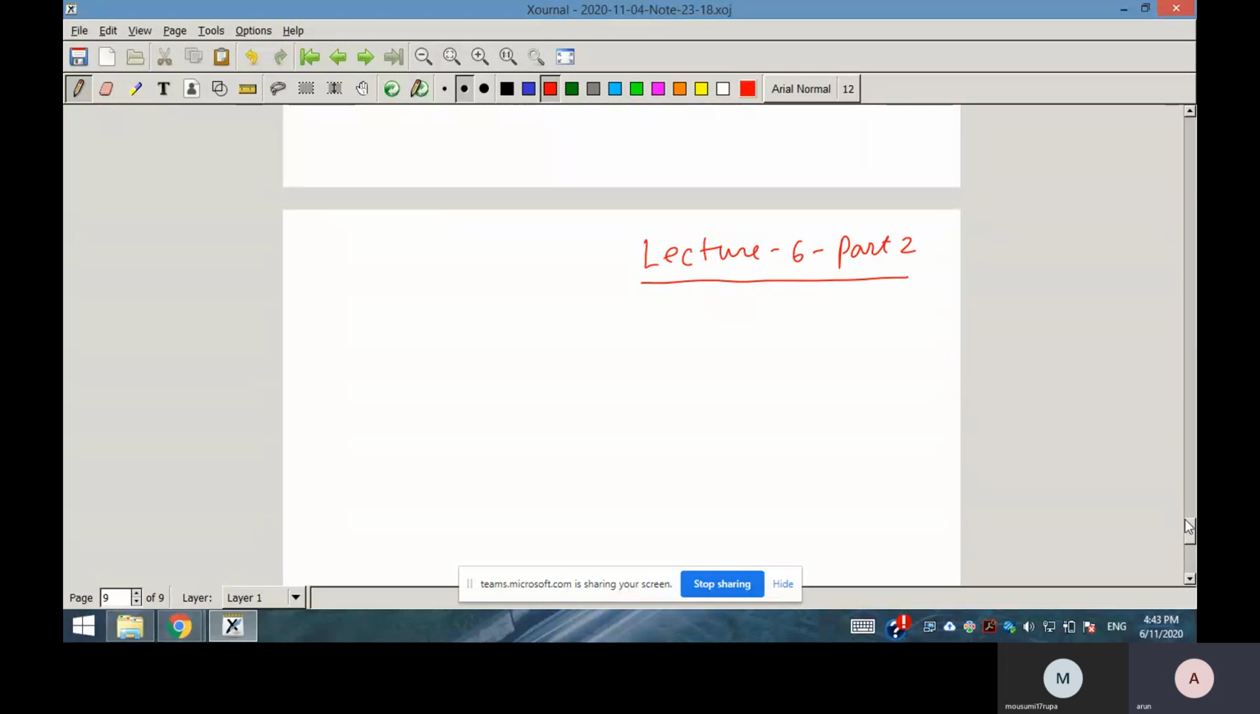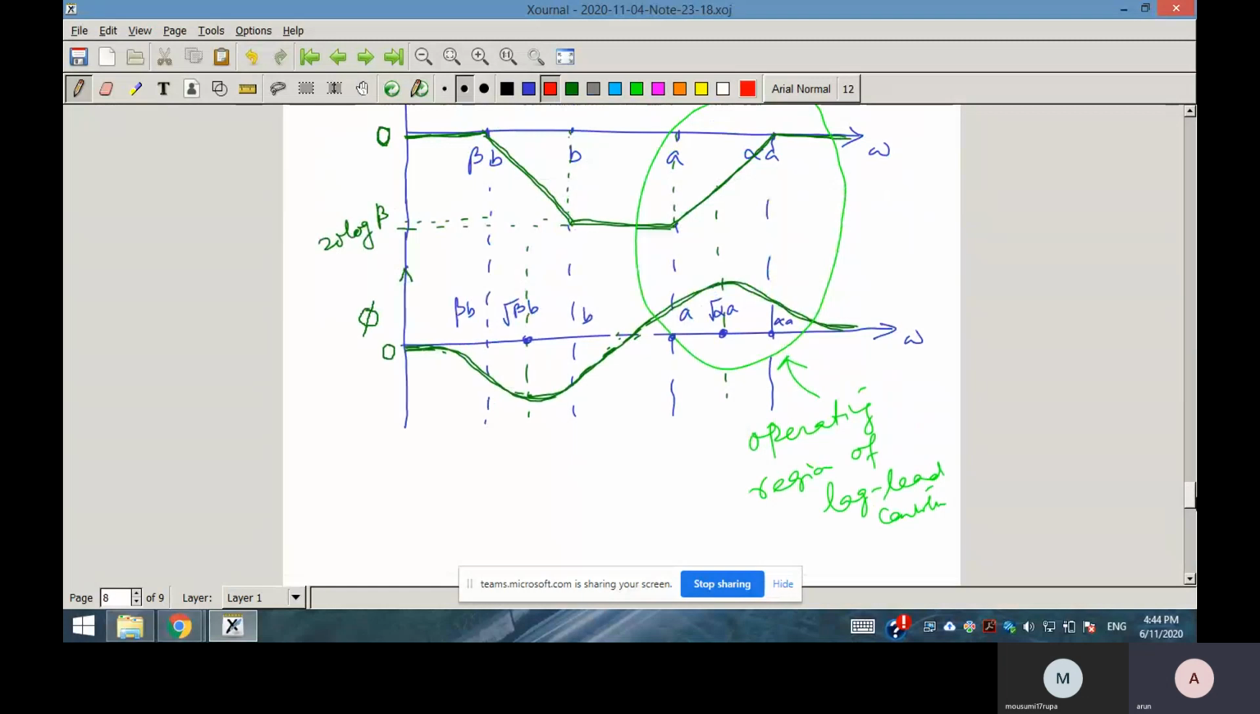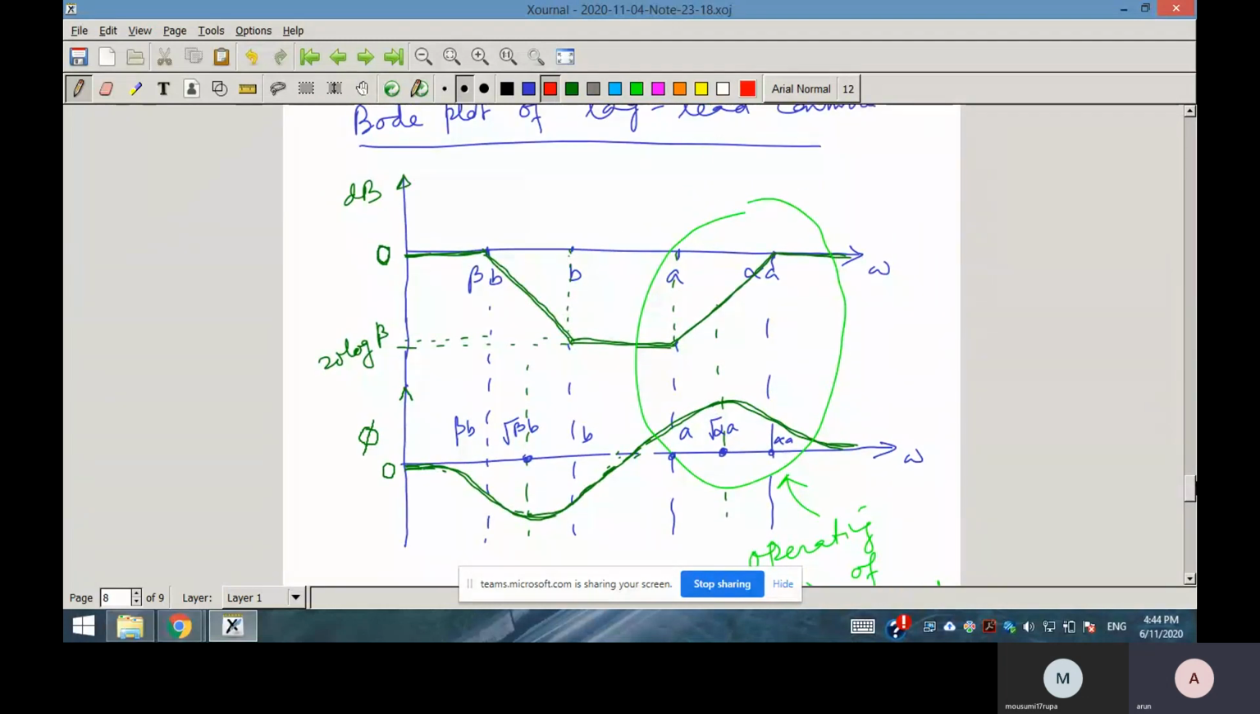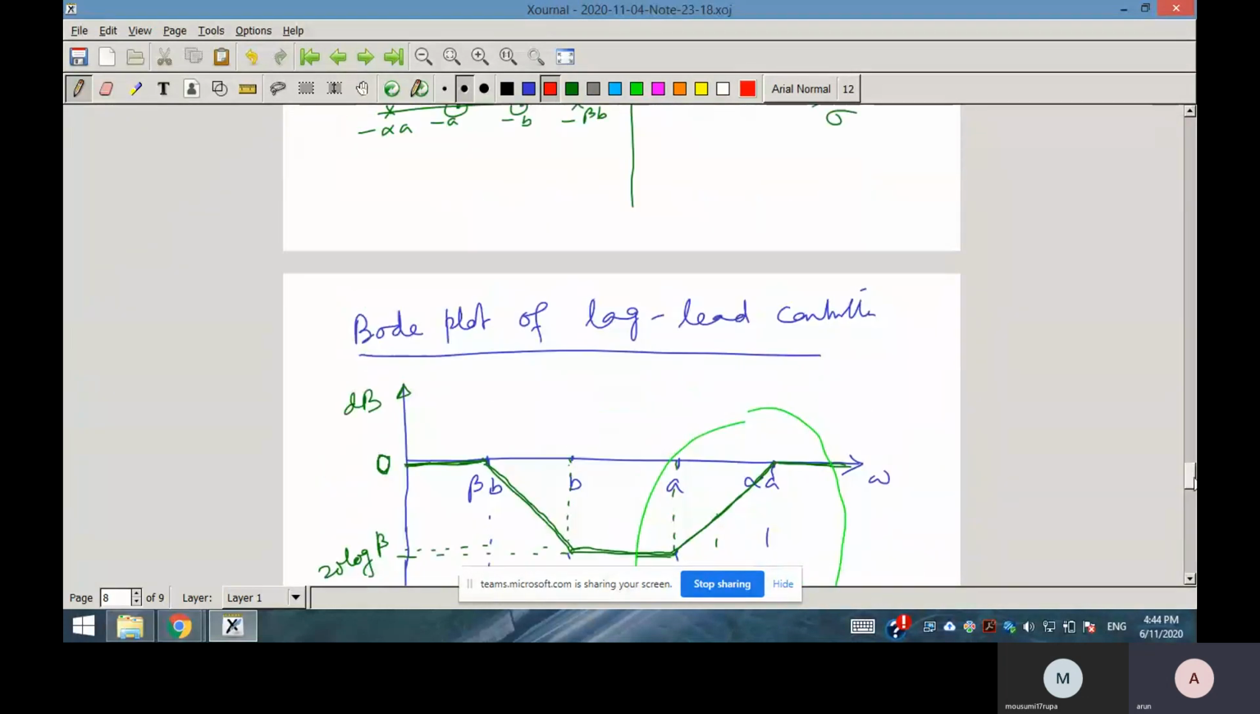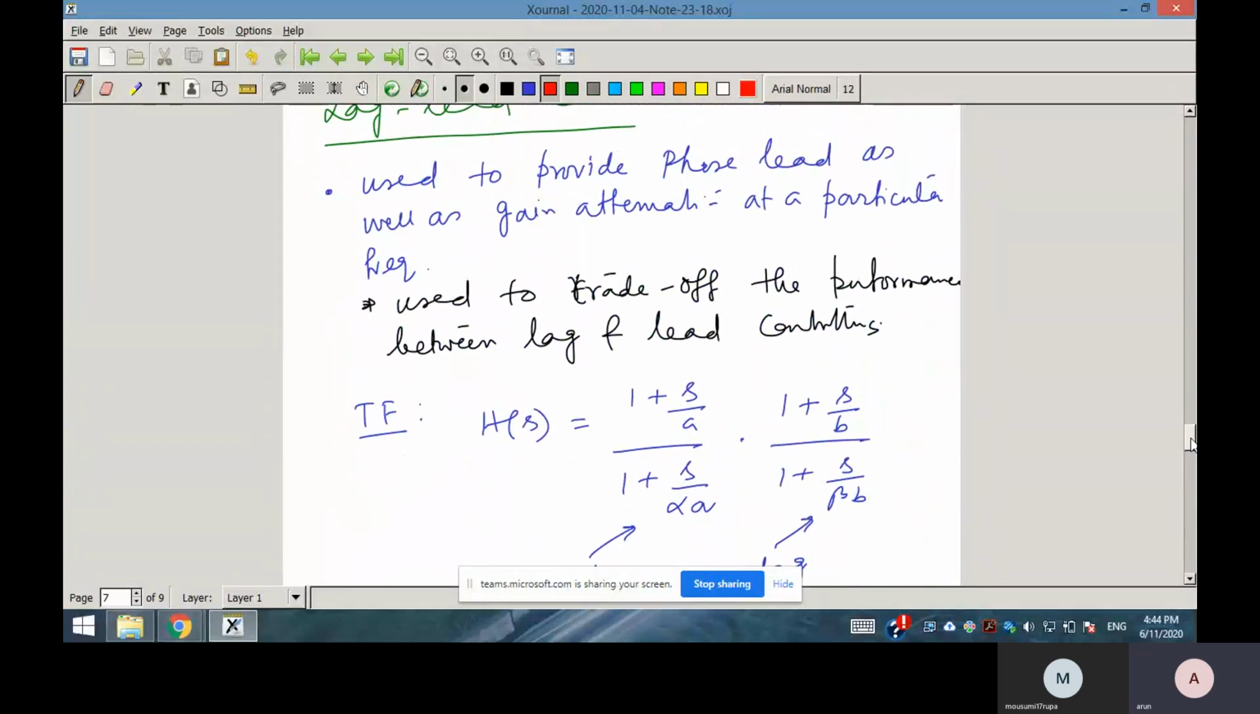So we saw that lag lead controllers are needed when you want attenuation as well as phase lead, that means gain attenuation as well as phase lead. This is the Bode plot of the lag lead controller, and this is the transfer function. Their lag part and lead part are connected in cascade.